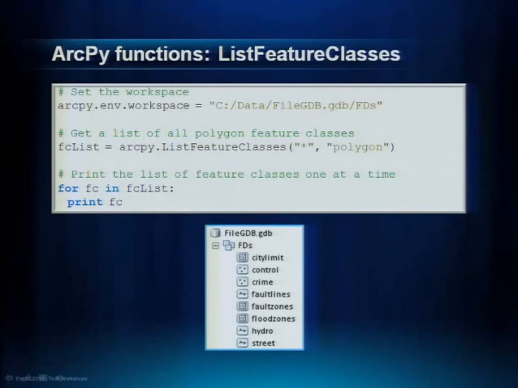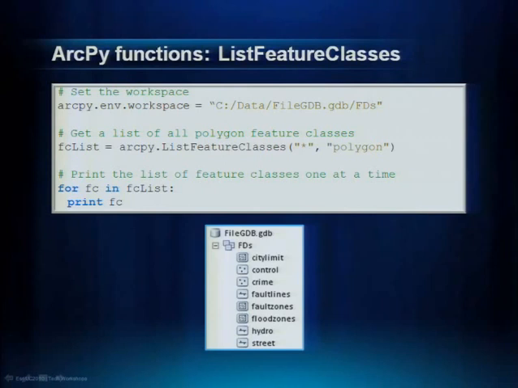So here's a short code sample showing how the list feature classes method is used to create a list of all feature classes in a feature dataset. We just need to set a workspace environment. Many of the list functions will require that a workspace be set. So we specify a workspace, and then we create a new variable, fclist, which will be equal to the list of all polygon feature classes in that feature dataset. And you see that list feature classes has parameters, the star and the word polygon. That first parameter, the star, is just used to filter the feature classes that will be included in the list by their names.